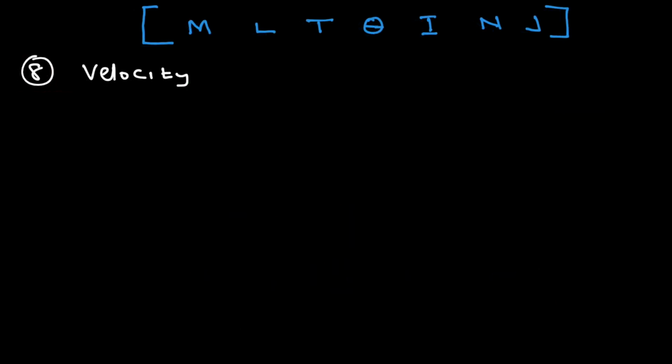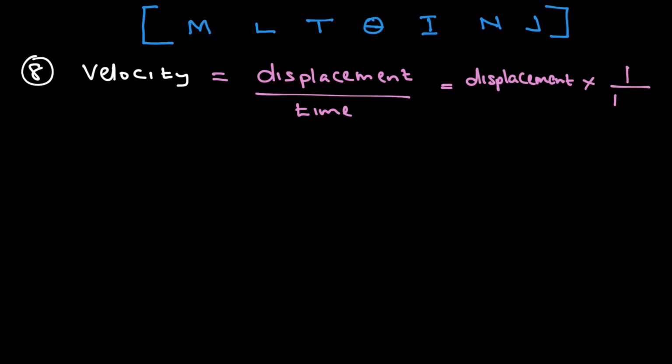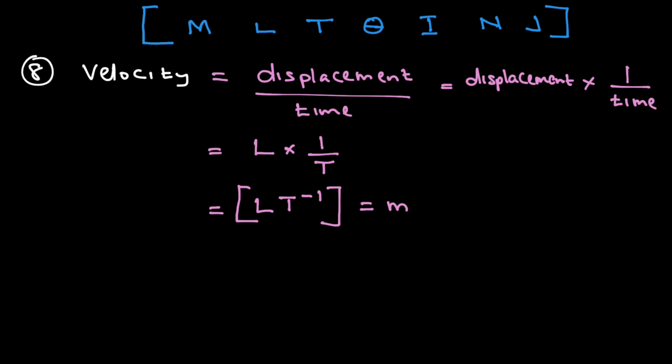Number 8, velocity equals displacement over time, or you might say change in displacement over change in time, which would then give you displacement over time times 1 over time. But we know that displacement is length, so that's length times 1 over time, and that will be length time to the power minus 1. Put it in square bracket, and that equals meters per second. Per means divide, or you might say meters per second.